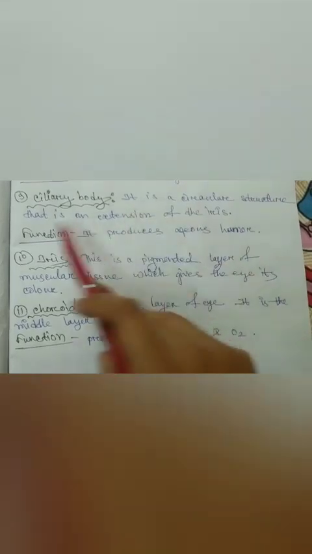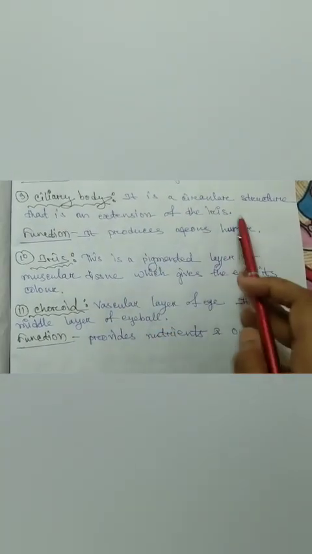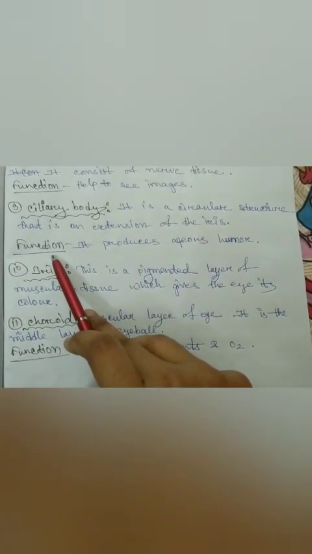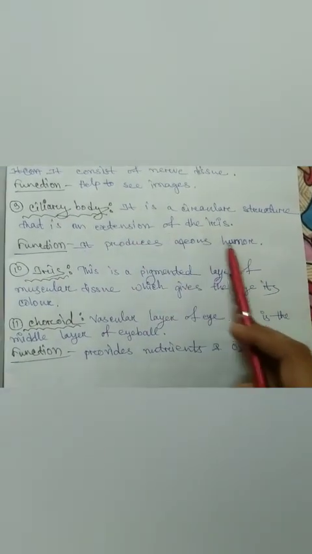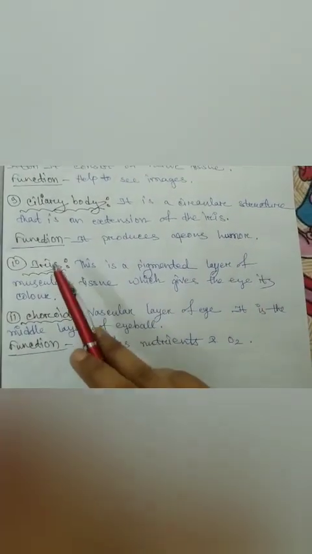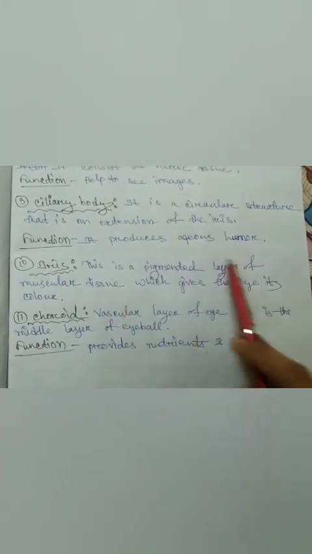Ciliary body. It is a circular structure that is an extension of the iris. The function of the ciliary body is that it produces the aqueous humor. Then iris. It is a pigmented layer of muscular tissue which gives the eye its color.